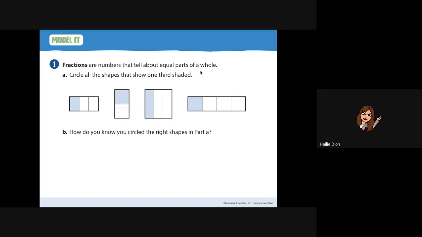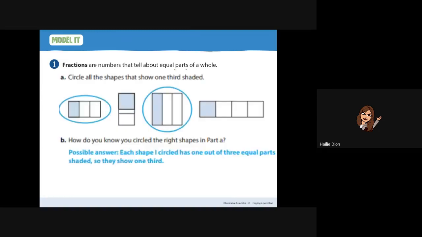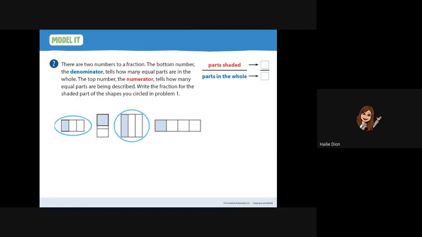So we know that those two are the only right answers because they're the only ones that have 3 equal parts. This one does have 3 parts, but this piece right here isn't the same size as this one and this one, so it can't be used as a fraction bar. This one has 4 total pieces, so we know that cannot show 1/3 as well. So the only 2 options we have are those.